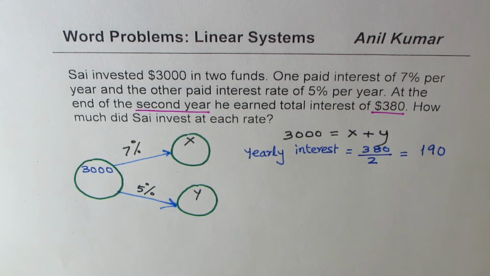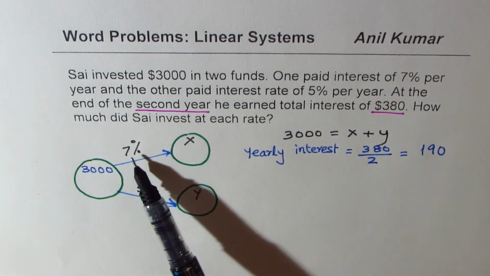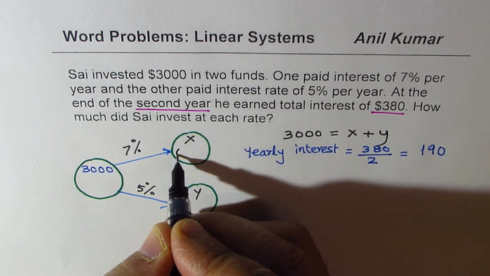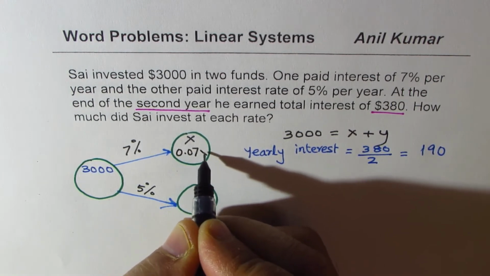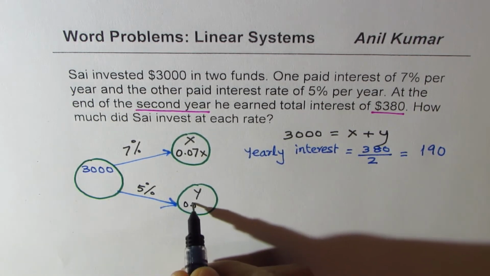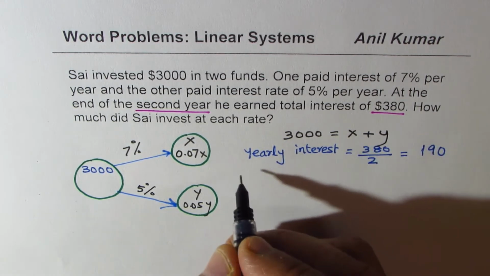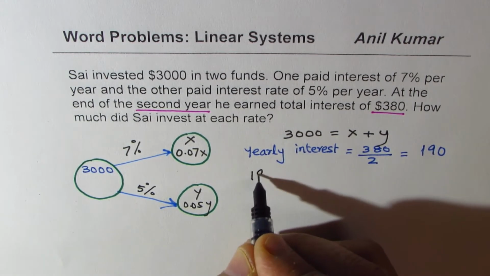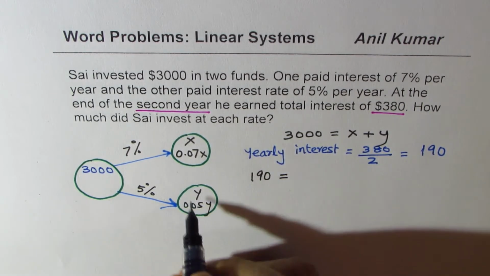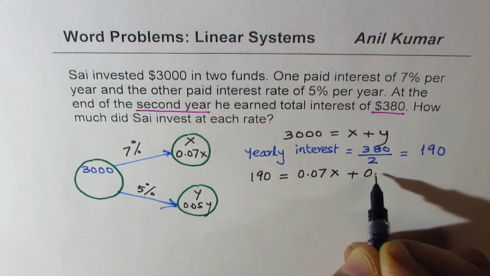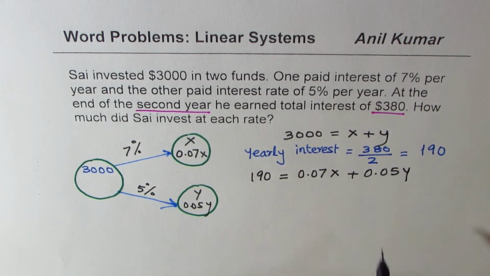Now, if you look individually, if X is invested at 7%, then what is the interest? Then the interest in this case will be 0.07 times X, product form, right? 0.05Y, that is the interest. So let's write down the interest equation. So this interest of $190 should be equal to the sum of these two, which is 0.07X plus 0.05Y. So we get two equations, correct?